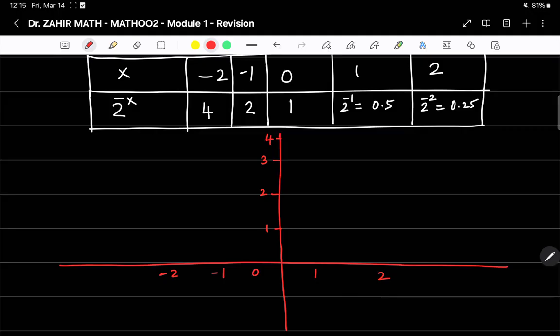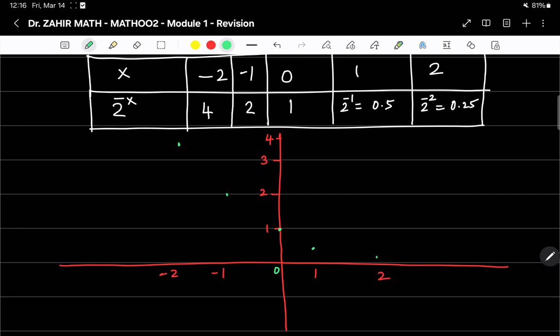Approximately we are drawing. Right, minus 2, we are getting 4. I'll use this color. So this is minus 2, we are getting 4. And minus 1, we are getting 2. And 0, I put it where, here, see? 0 is here. And 0, I'm getting as what? 1. So this point I'm getting. And 1, I'm getting 0.5. It's very small because half of this. And 2, I'm getting 0.25, which is still lower than this.